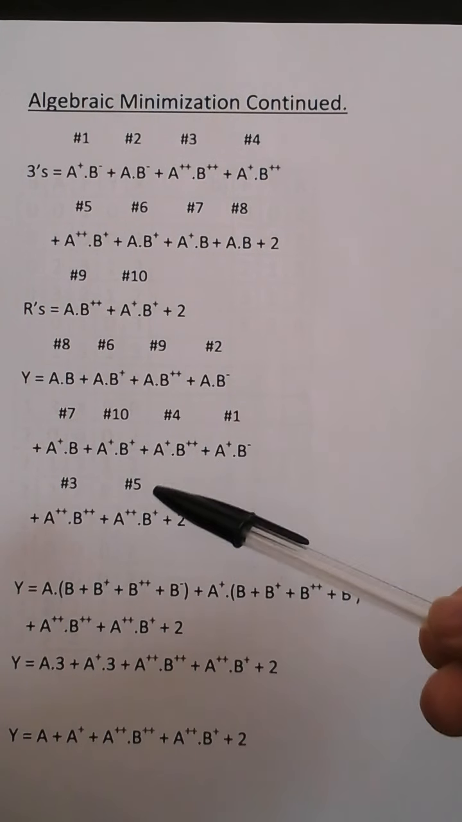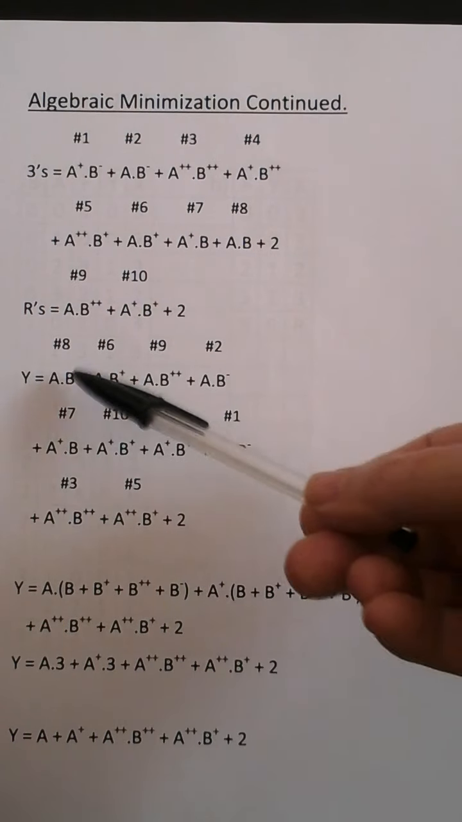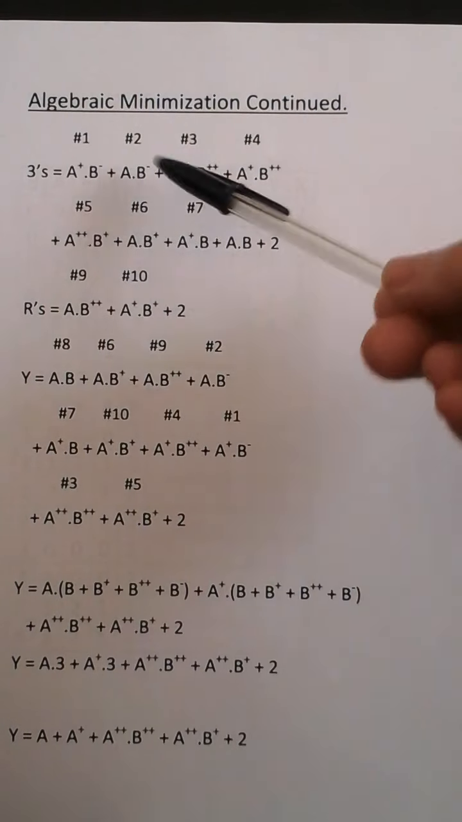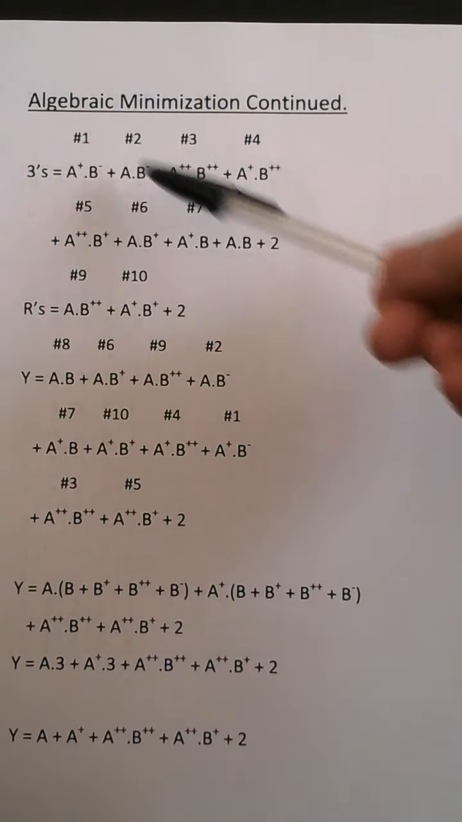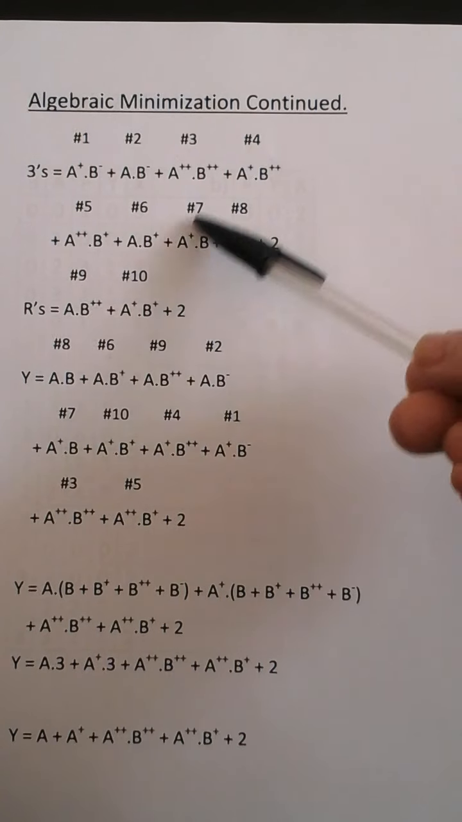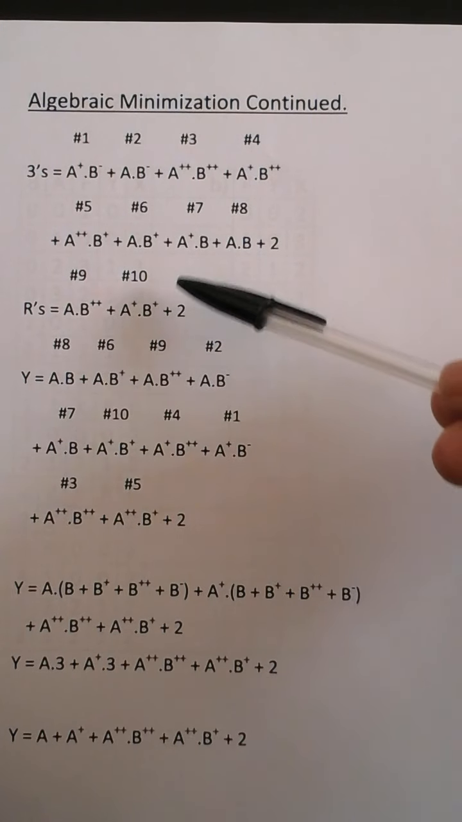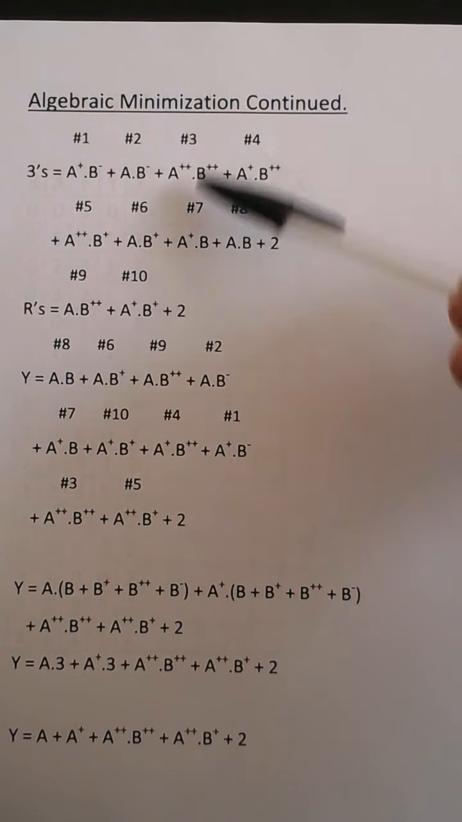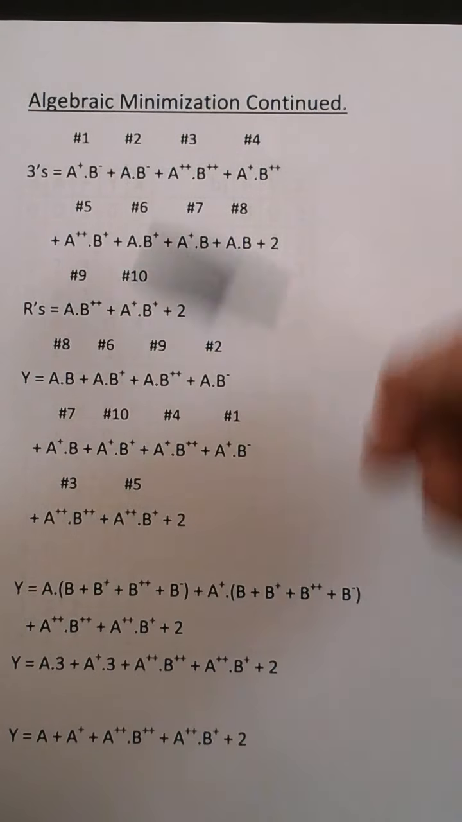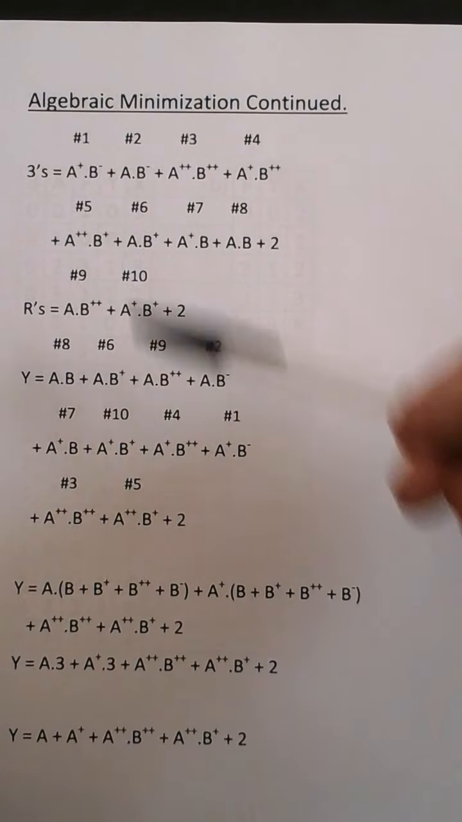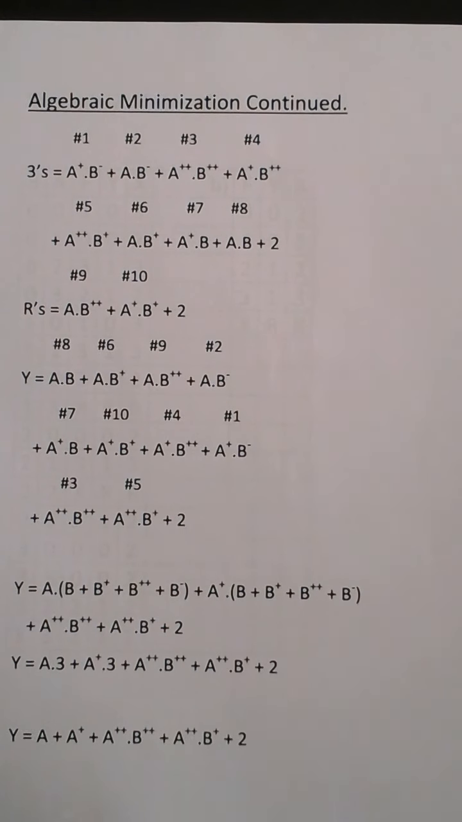So this is the expression I've used, 8 there, 6 there, 9 there, 2 there, 7 there, 10 there, 4 there, 1 there, 3 there and 5 there. So what can I do?